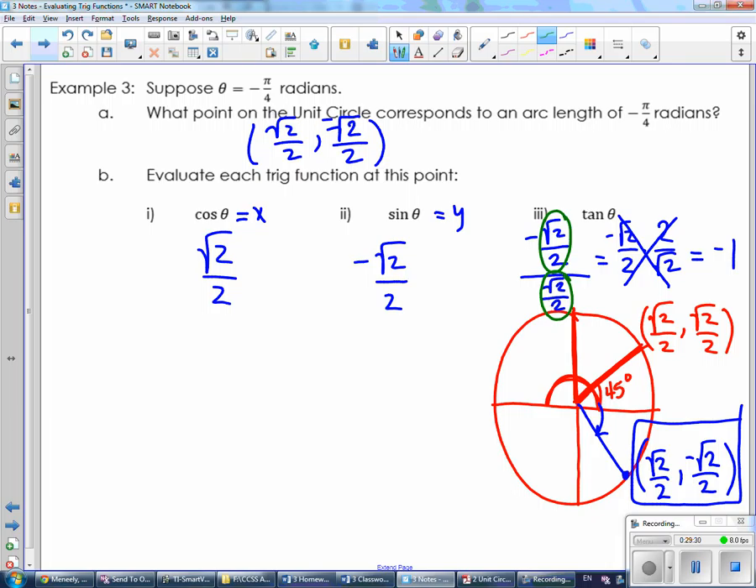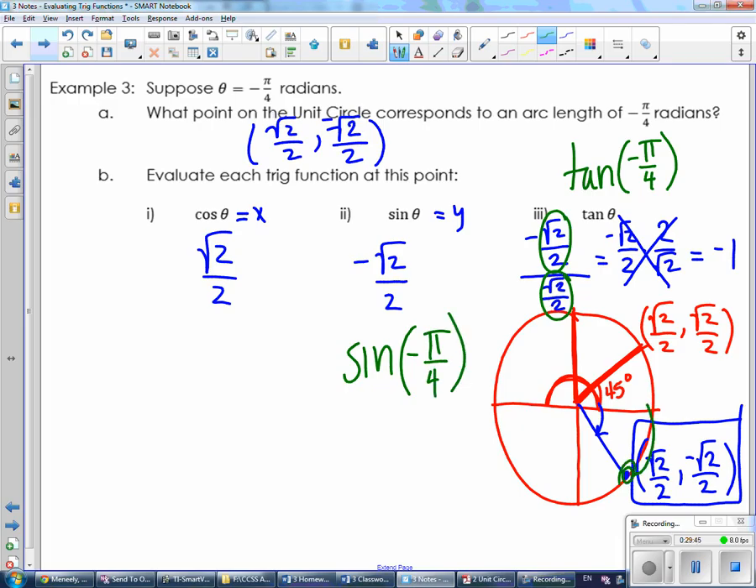So on the test, you might see it looking like this, the tangent of negative pi over 4, and you're going to be asked to evaluate it. Or in this one, you might be asked, what is the sine of negative pi over 4? And so you'll locate negative pi over 4 on the unit circle and then tell me the y value.